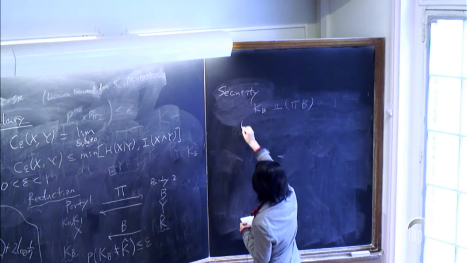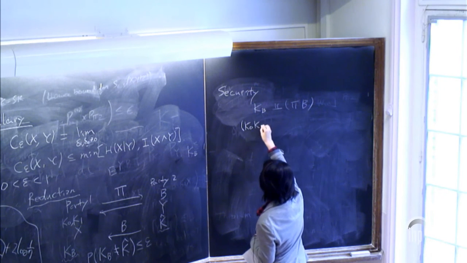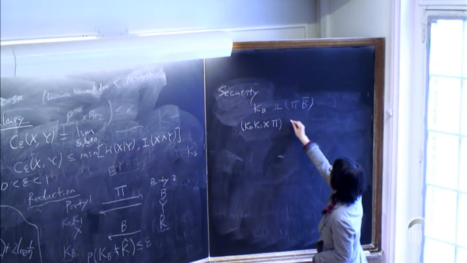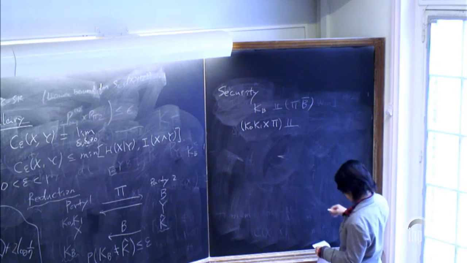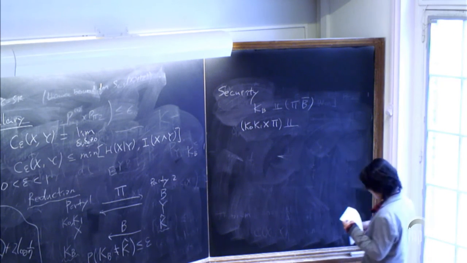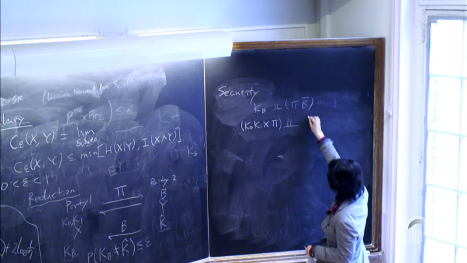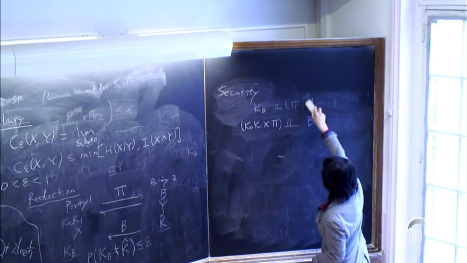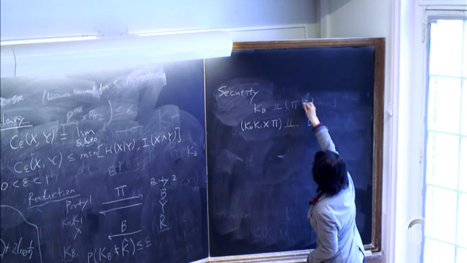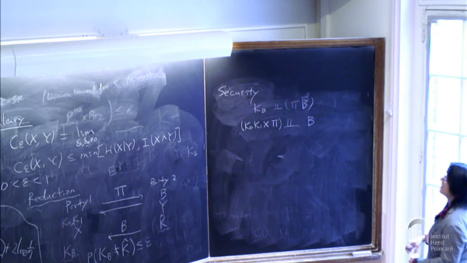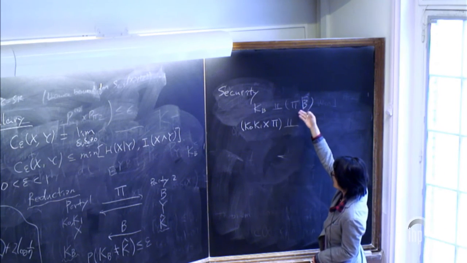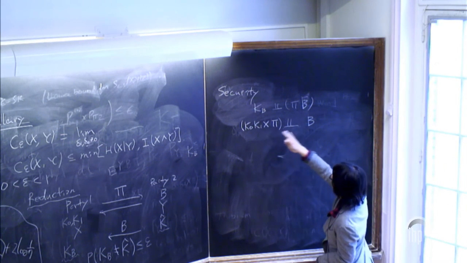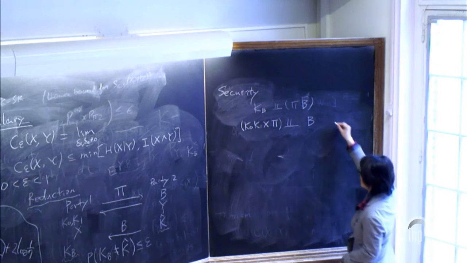And also by the security for the second party, KB bar. Yes, KB bar. But B is fine, and B and B bar is fine too, because this B is actually not correlated to pi, so both are okay. And also, because party one cannot predict the value of B, almost.